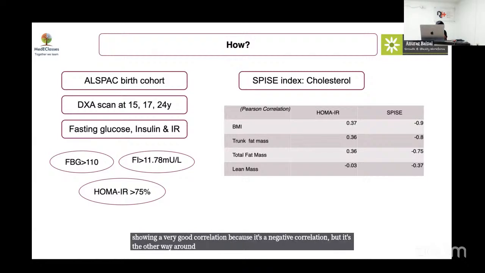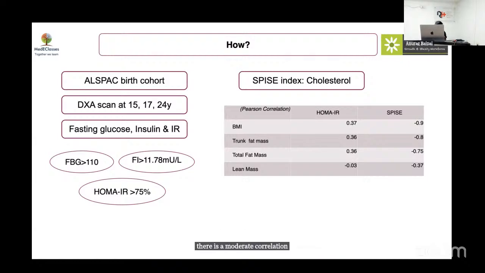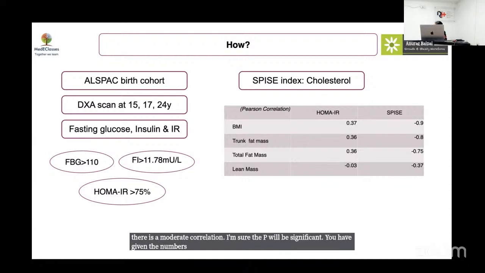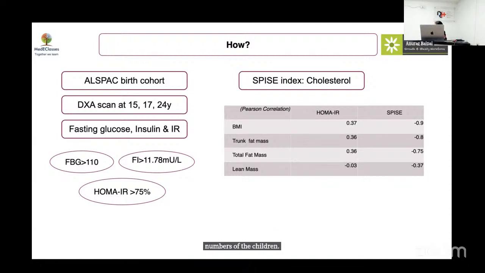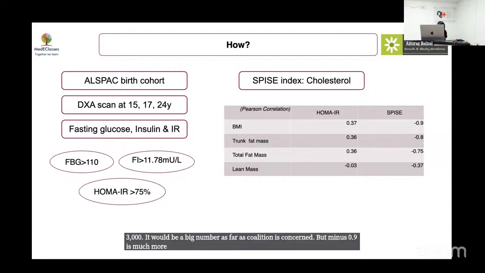So what you're looking at basically is that there is a moderate correlation. I'm sure the P will be significant. Number of the children? 3,000. So it is a large study, 190. So 0.37 would be a big number as far as correlation is concerned. But minus 0.9 is much more significant. Yes. So I think that's something which is expected.